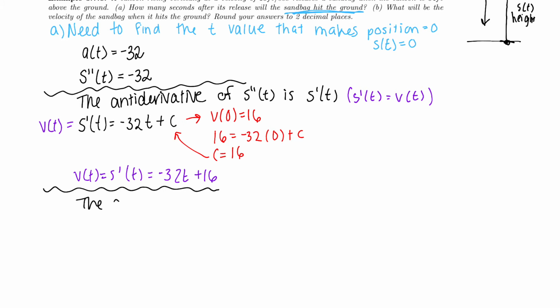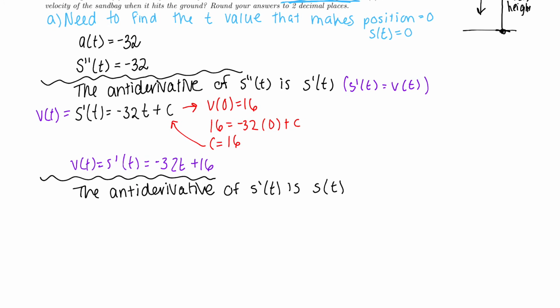So the antiderivative of s prime of t is going to be s of t. So we're going to find that antiderivative again. Using that mental math trick, add 1 to the exponent, you get a 2. Negative 32 divided by 2 is going to be negative 16. Adding on t onto the constant, plus c.